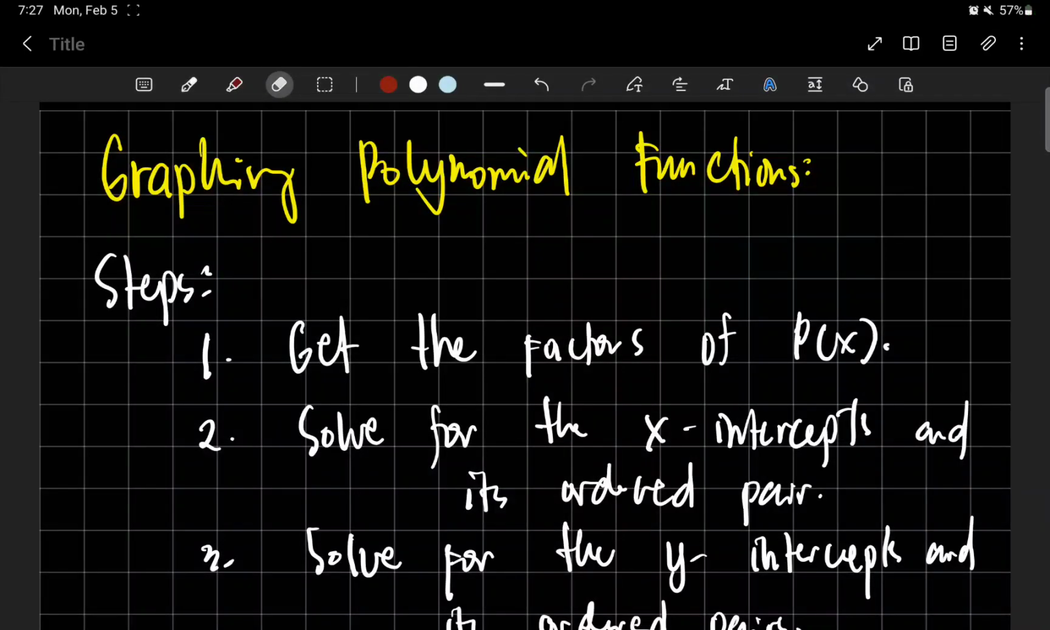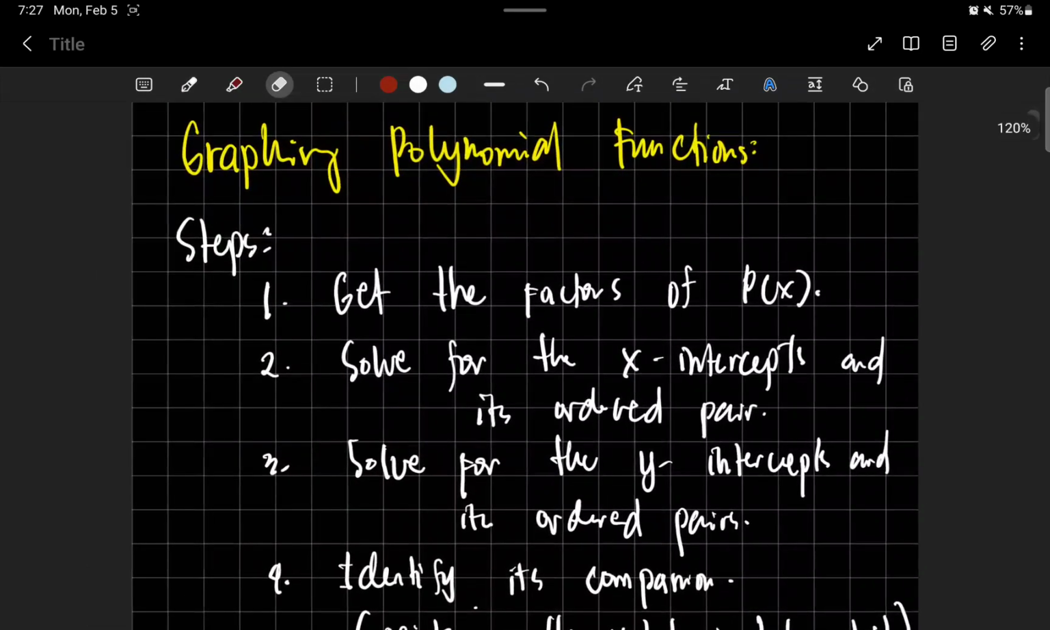Hello grade 10. So for today, I'm going to show you the way of graphing polynomial functions with these steps. Step 1, you have to get the factors given the polynomial function. Step 2, solve for the x-intercepts and its ordered pairs. And step 3, solve for the y-intercepts and its ordered pairs.